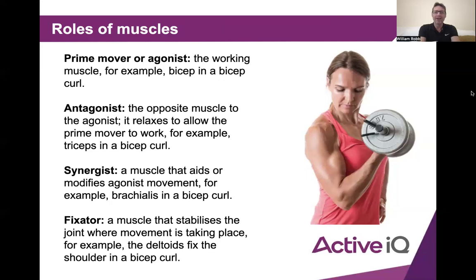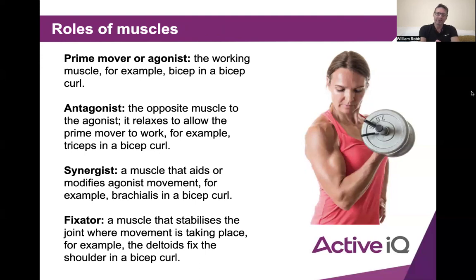So if you're looking at your hamstring muscle group, the biceps femoris is the agonist that's doing major work. The antagonists are still going to be the quadricep muscle group. The synergists will be the semimembranosus and the semitendinosus, which make up the three hamstring muscles. So the prime mover in knee flexion is the biceps femoris, and the synergists are semimembranosus and semitendinosus.